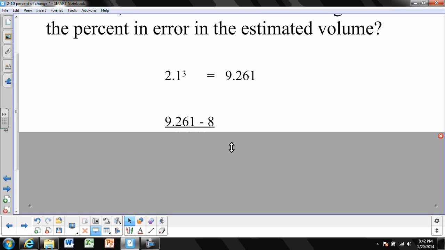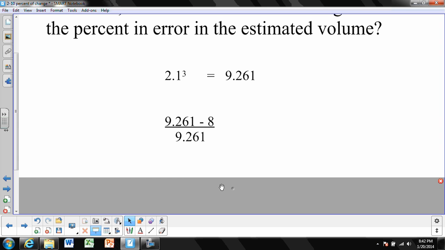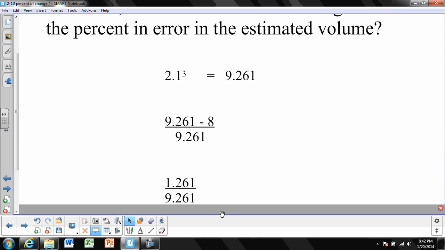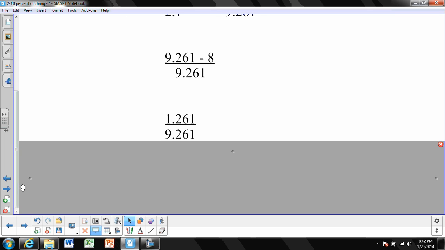We're then going to put it into our formula, and we're going to subtract the actual and the estimated volume, and we're going to divide it by the actual volume. Okay, here's your next step. We've done a subtraction first. And remember, you need to be careful if you're using a calculator. Don't put it all in at once unless you put parentheses around the numerator. Otherwise, order of operations will take over, and your calculator will do the division first and then subtract.